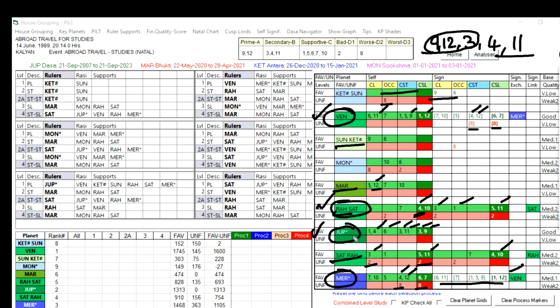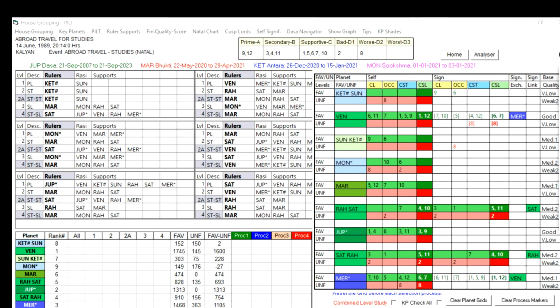If these planets are supported by Mars or Sun, if they are all present, they will form a good house grouping chain. So let us check Venus, Rahu, and Jupiter. The planets which are all traveling in the star and sub of these planets will support the higher travels, higher studies, the abroad travel for higher studies. Let us check those planets.